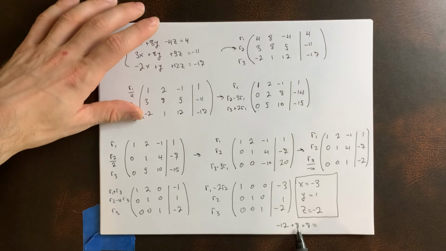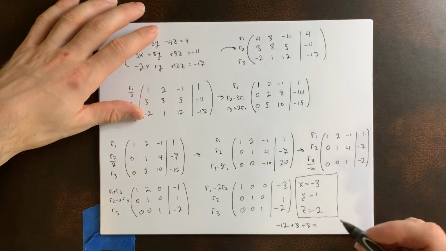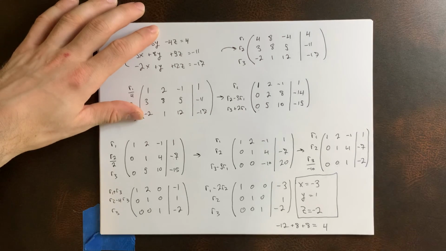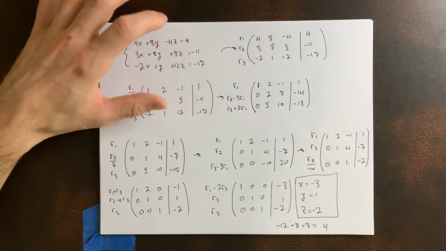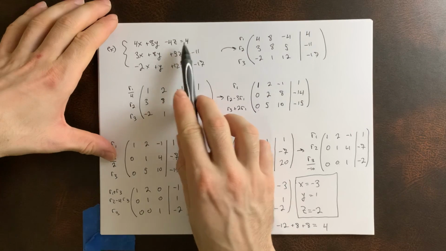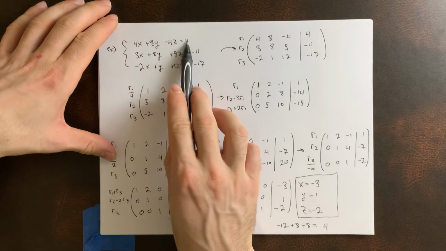So what does that equal? So we're going to have 16 -12, which is 4. All right, and so that's what it needed to equal. 16 -12 is 4, and so that's correct. So if we plugged in x, y, and z here, we need to get 4.